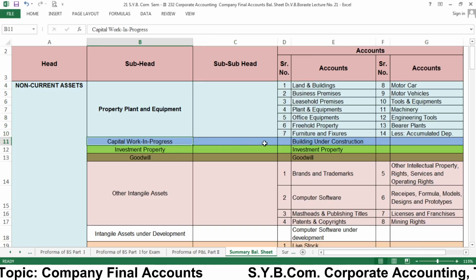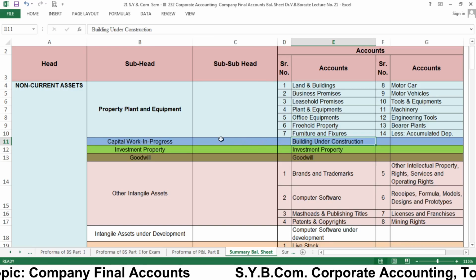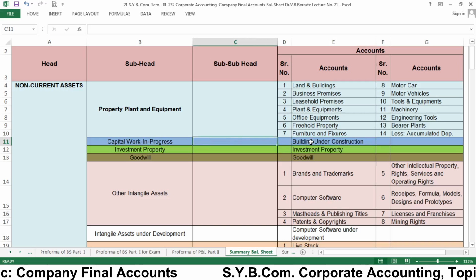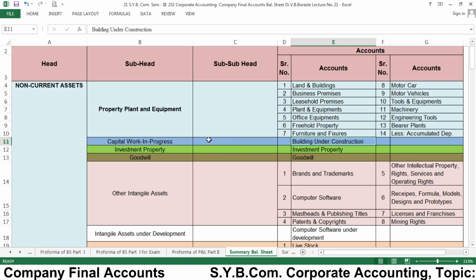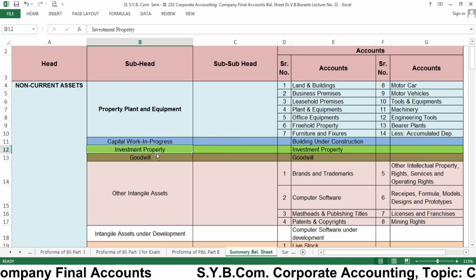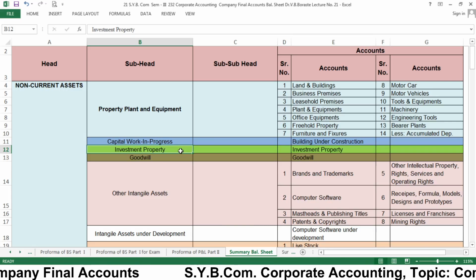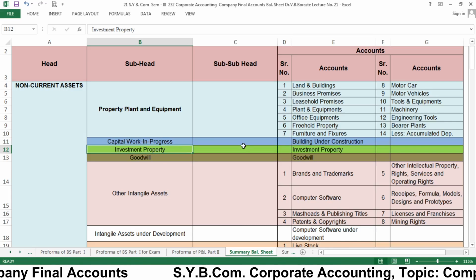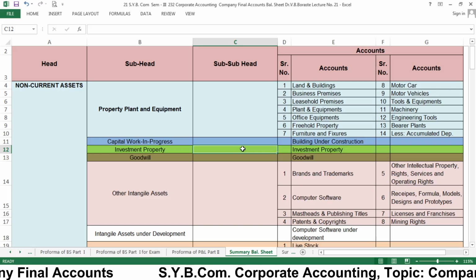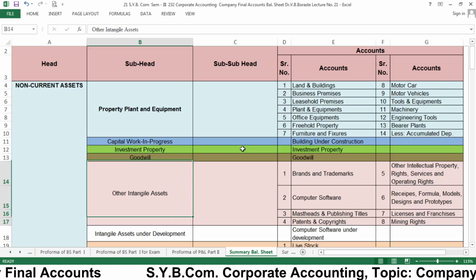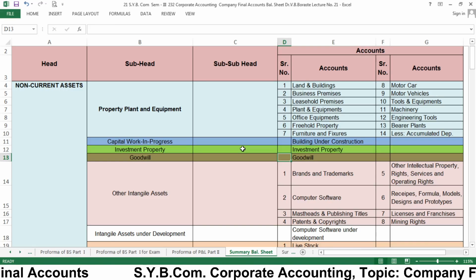As you know, capital work in progress, such as a building under construction, is considered capital, and if it is under construction, then it is called capital work in progress. Then investment property: if there is any kind of investment property, it will be considered over here. Goodwill, that is an intangible asset, has to be mentioned over here.